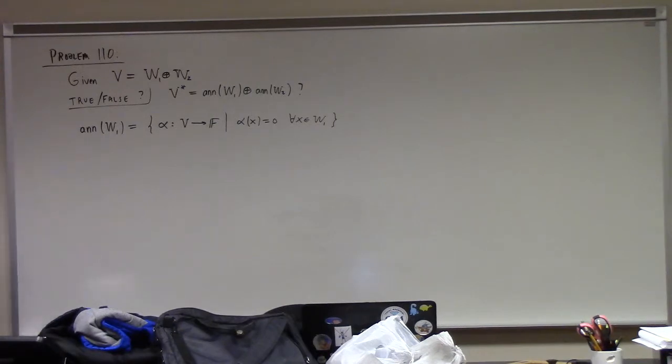So that's the definition of the annihilator. It's a set of all, quote-unquote, dual vectors, right, which are just linear transformations of the vector space to the field that make all of W1 go to 0, right?